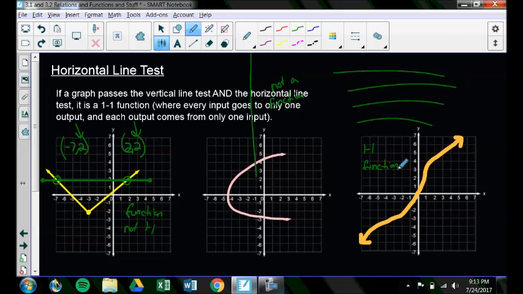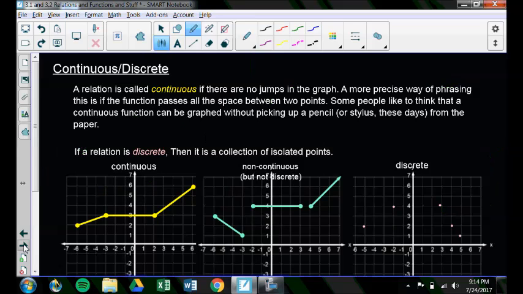One way to think about a 1-to-1 function is it's strictly increasing or strictly decreasing, by which I mean if a graph starts going up and then at any point goes down, it can't be a 1-to-1 function because when it went back down, it crossed over some other inputs. But if it's strictly going up, or if it's strictly going down, it's a 1-to-1 function. That's the key thing to look for in a graph.